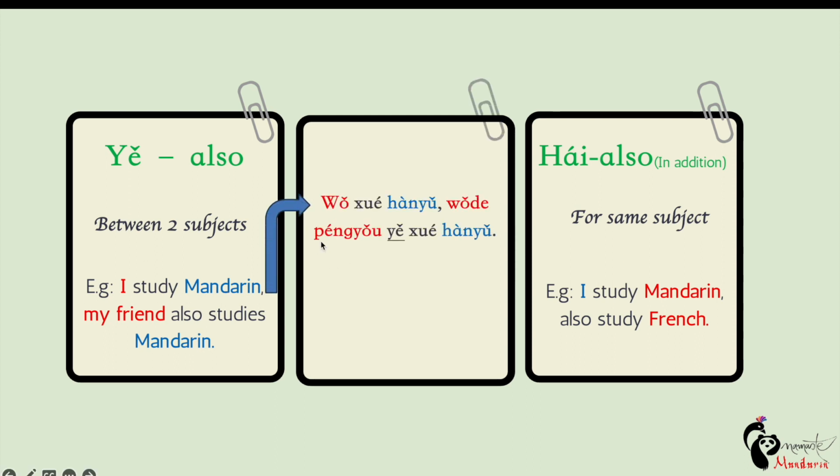The first one gets translated as 我学汉语，我的朋友也学汉语. The second one gets translated as 我学汉语还学华语. You can see here the first one has ye and the second one has hi. Another thing you have to remember here is that ye and hi always come before the verb. It always comes before the verb.